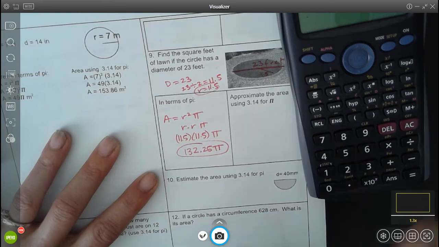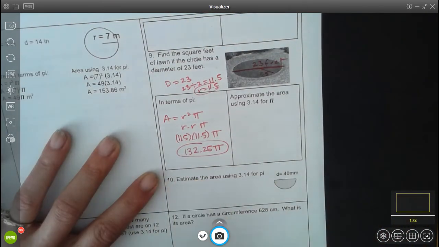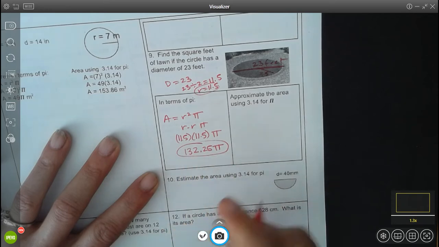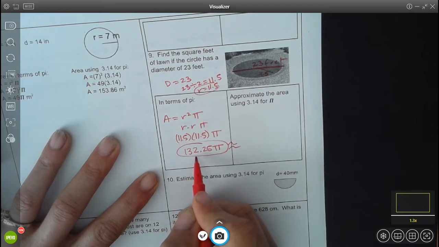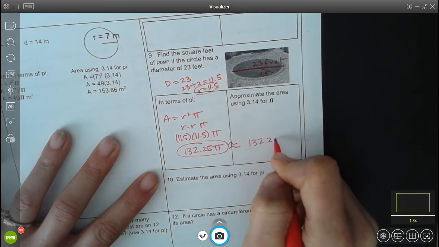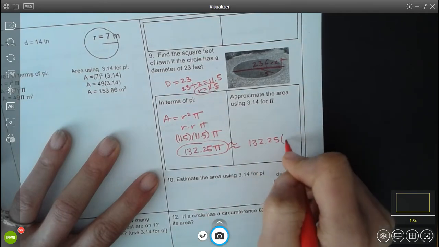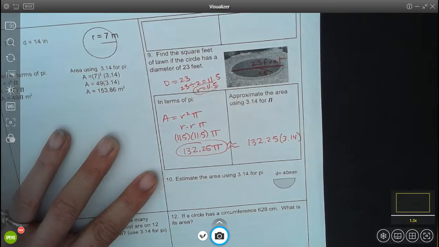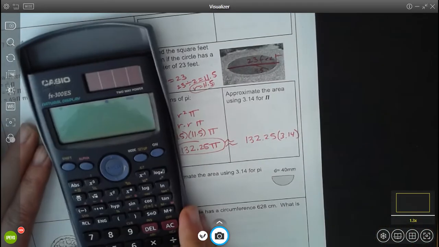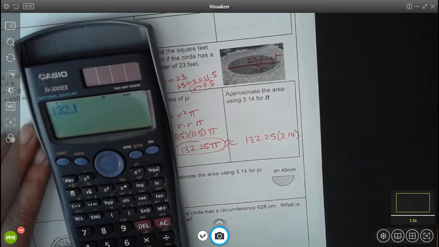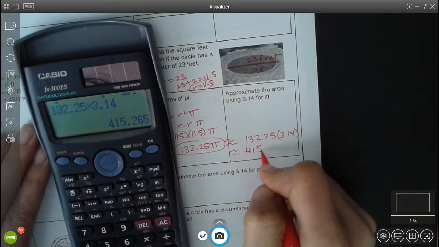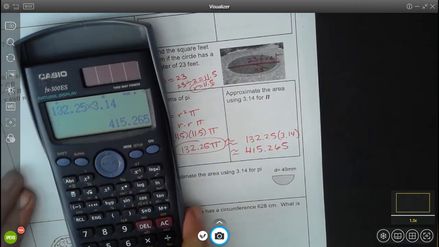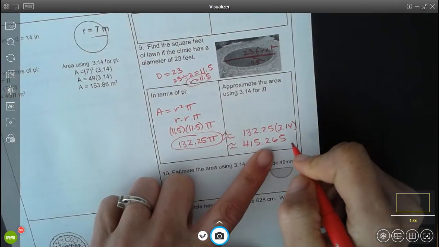If I'm a scientist or if I'm going to need to go get gold leaf that's really expensive, I would need exactly this amount. But most of the time, we just need to know about what that is. Exact answer. And to approximate it, where the pi is, I'm going to put in that 3.14 and multiply that out. I'd really want to be reading here to figure out what they wanted me to round the answer to. So this is 415.265 square feet.